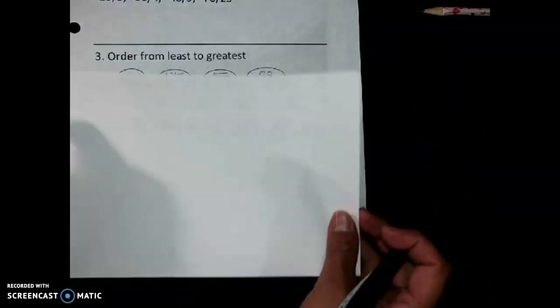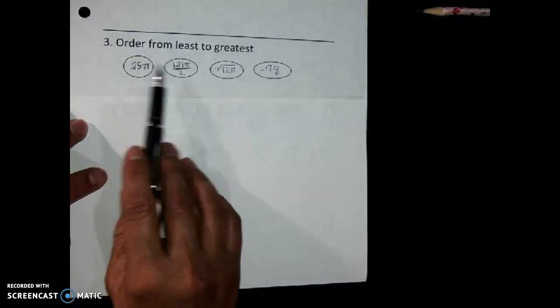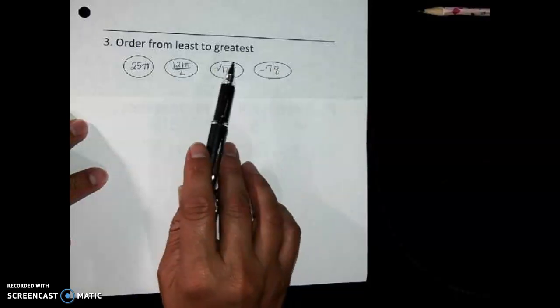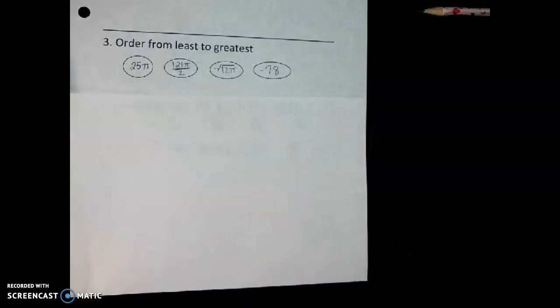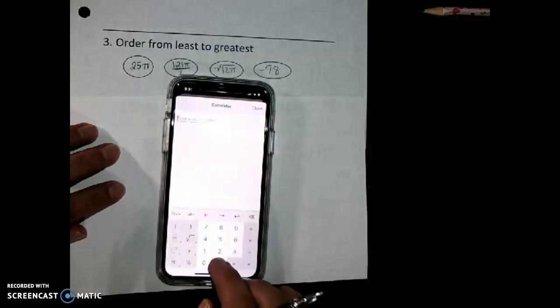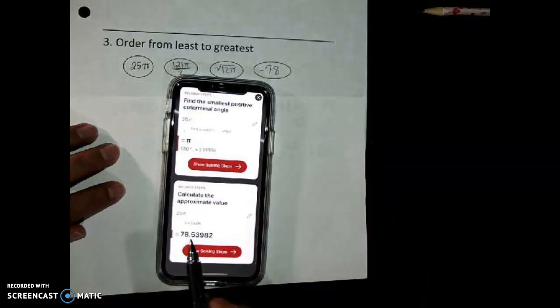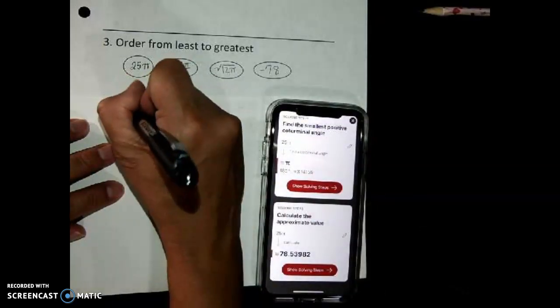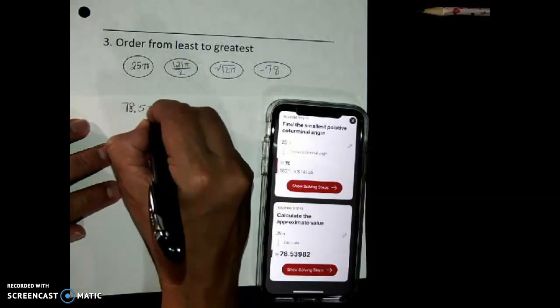The problem I do want to show you has these circles with numbers in them, and it really doesn't matter what's in the circle. We still have to change them in the calculator. So the first thing we're going to do is put 25 pi in the calculator, and we want the decimal, 78.53982.